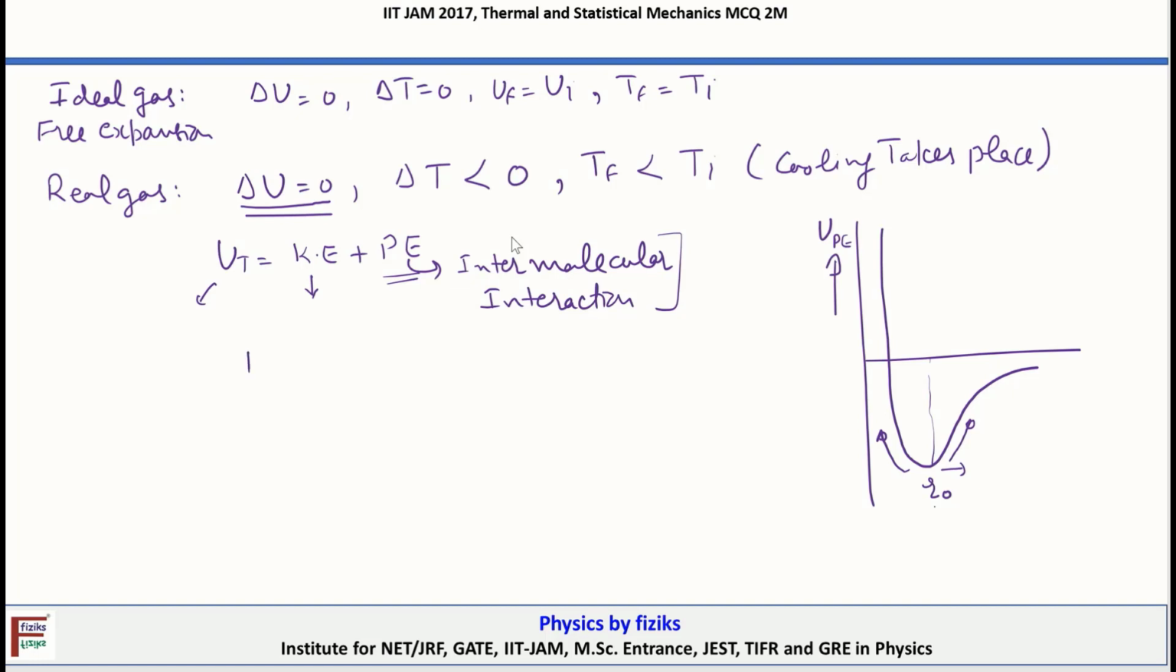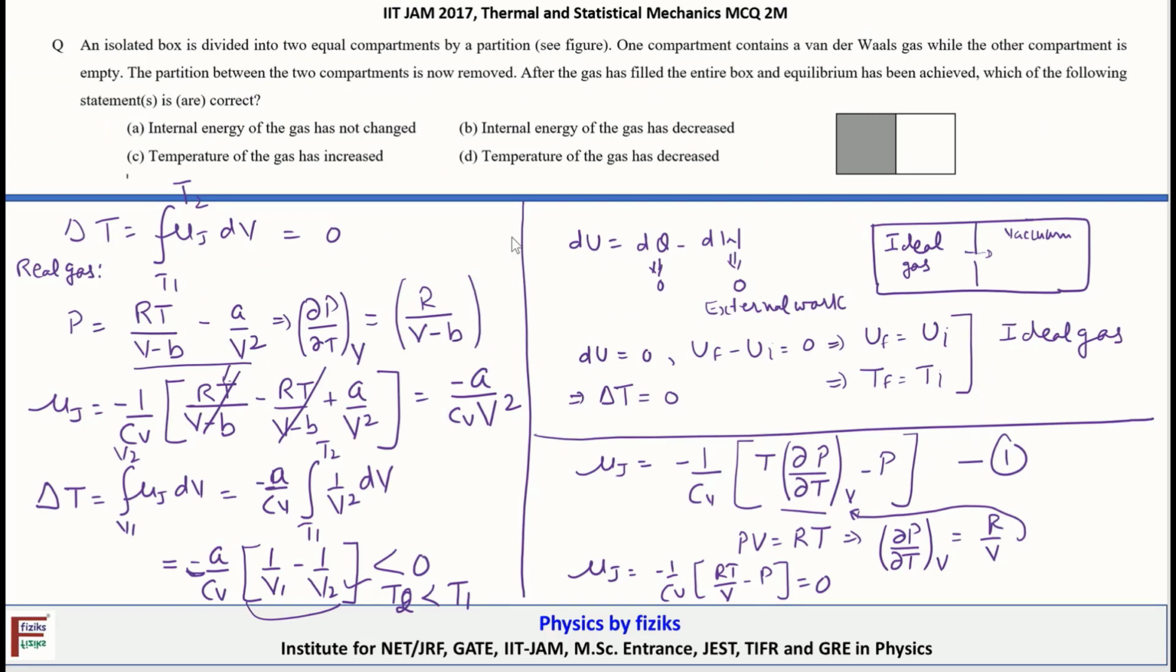The kinetic theory of gases says that the temperature is connected with the kinetic energy term. So when kinetic energy reduces, that is directly linked with a reduction in the temperature. That's how we can also understand this problem qualitatively. The final conclusion for the question asked here is that the total internal energy of the gas has not changed, and the temperature of the gas has decreased. So these are the right options here.